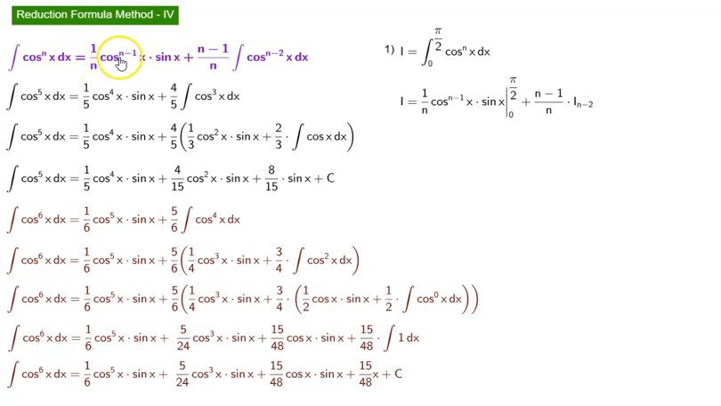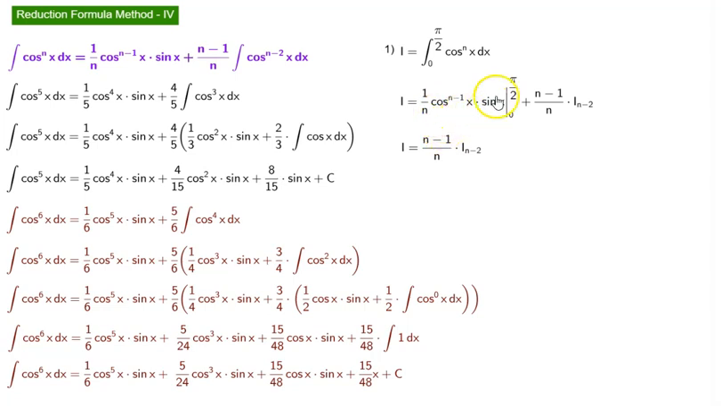Same thing that is there here. From 0 to pi by 2 plus n minus 1 by n times I sub n minus 2. So this would also be a definite integral from 0 to pi by 2. Okay, let's apply this. What do we get?